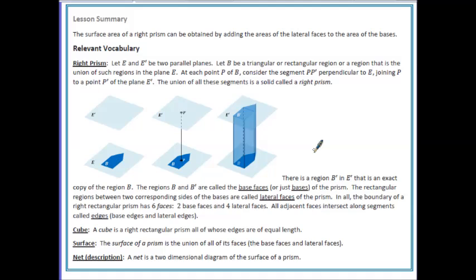A cube is a right rectangular prism, all of whose edges are equal length. The surface of a prism is the union of all of its faces, the base faces and the lateral faces.